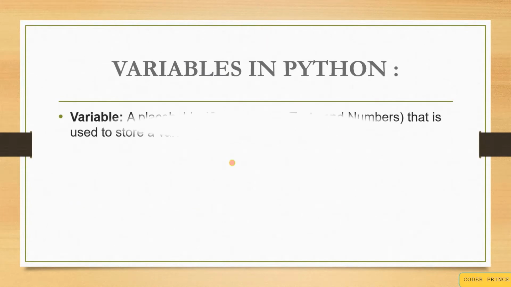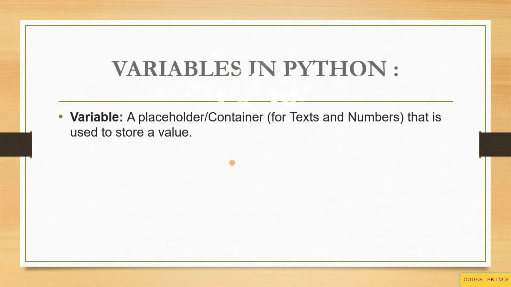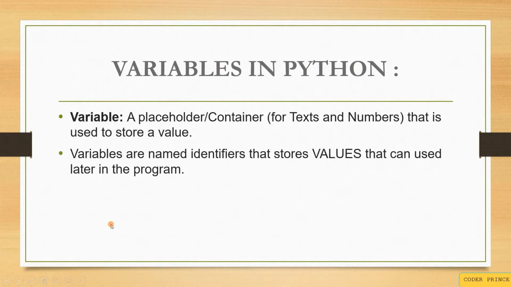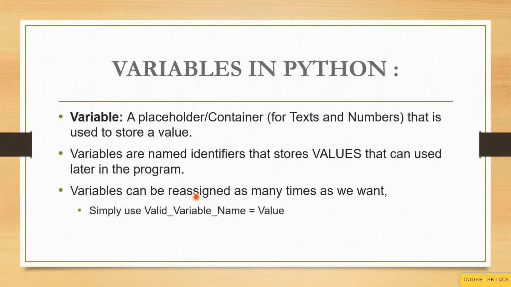Variables in Python are a placeholder or container for text and numbers that is used to store a value. The value stored by these named identifiers can be used later in the program. Variable names can be reassigned as many times as we want in the program. We will see some examples soon. To create a variable, simply use a valid variable name, an equals sign, and assign the value.